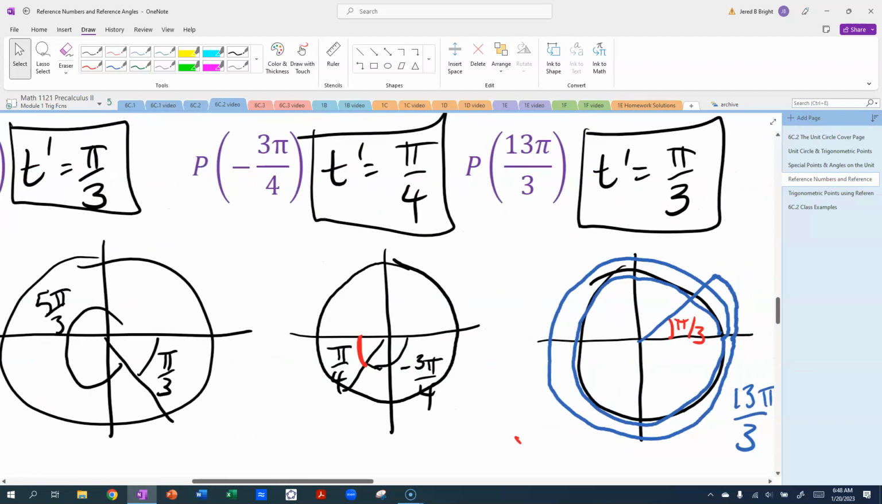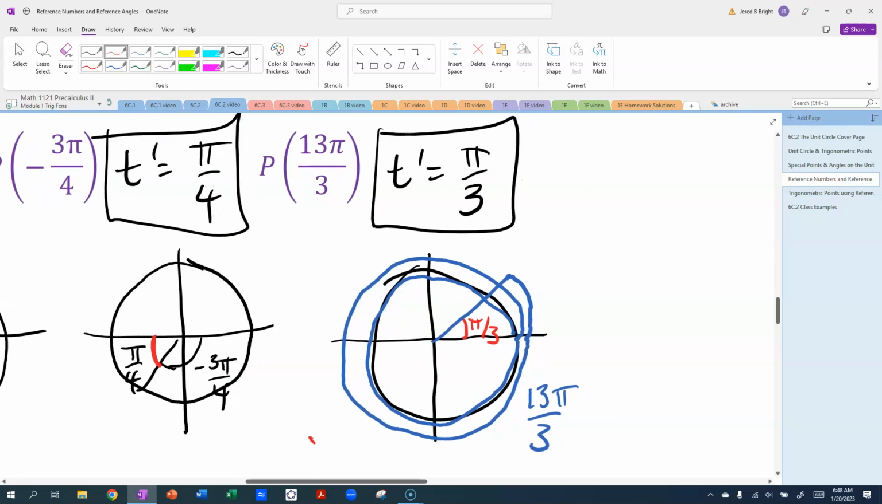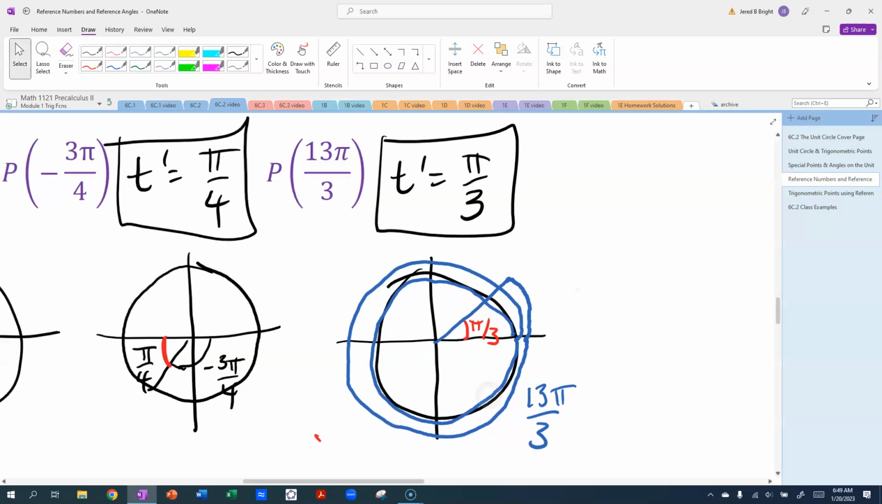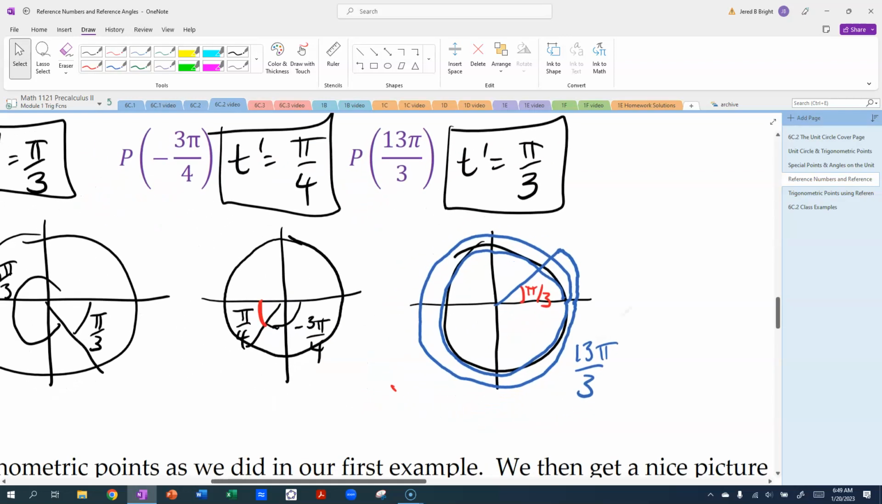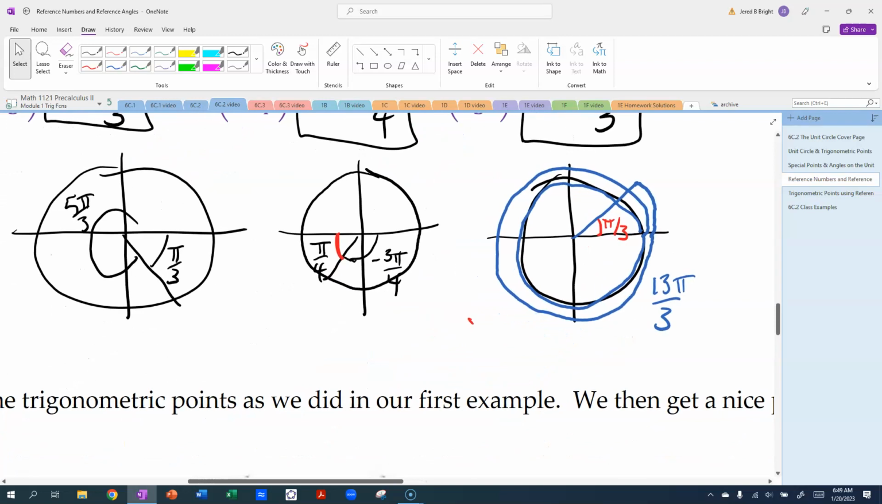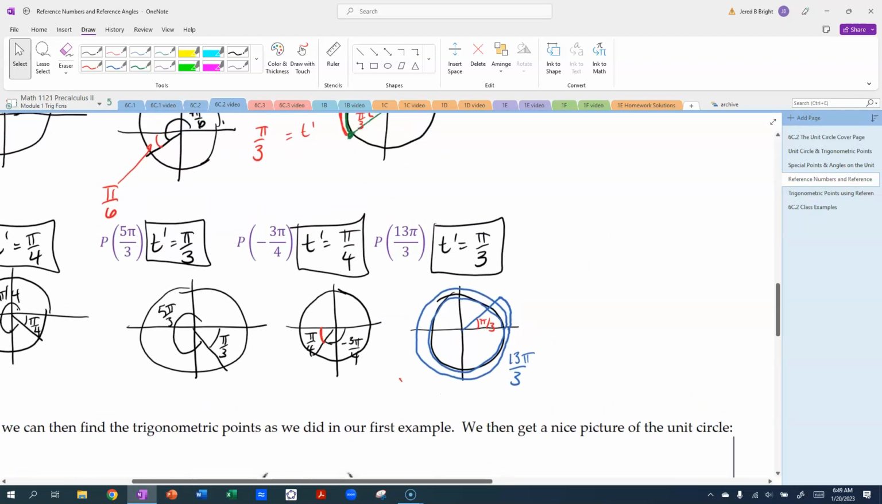So you wrap around the circle twice for 13 pi over 3 and then go an additional pi over 3. All you're really looking for is a coterminal angle. And this one was coterminal with pi over 3. So since we landed in the first quadrant, our reference angle was the same as our coterminal angle of pi over 3. And that's why our reference number is pi over 3. Okay, so long video, I apologize, but we have to get a lot of different concepts in, okay?